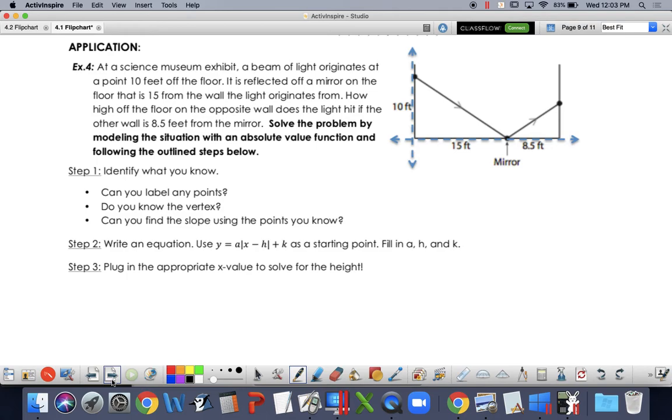But as you can see, we do have a V-shaped function. So because we have a V-shaped function, we will model it with an equation using absolute value. So let's talk about what we do know.